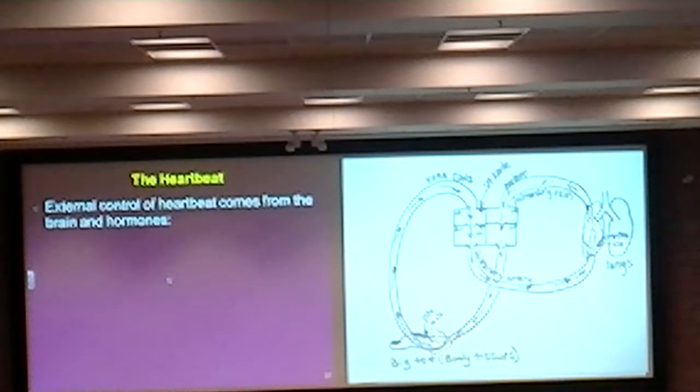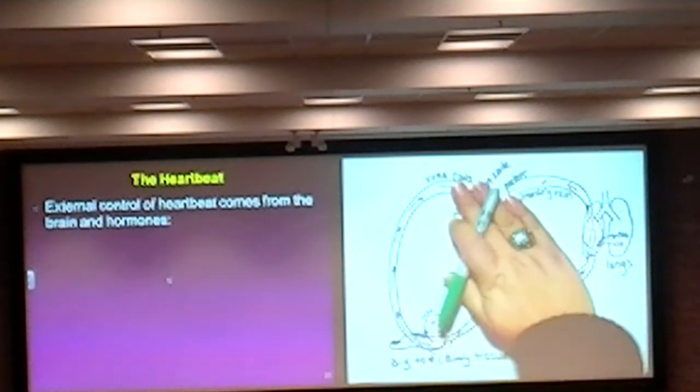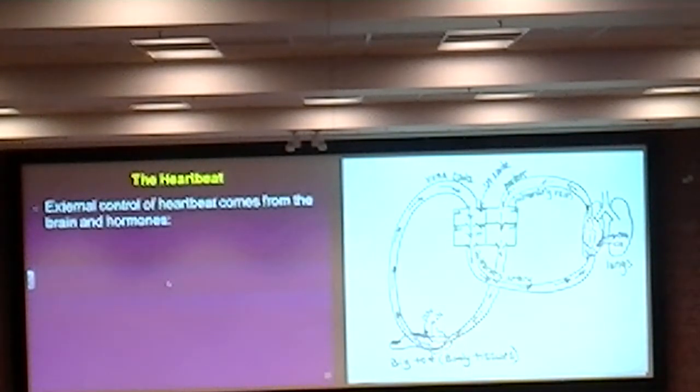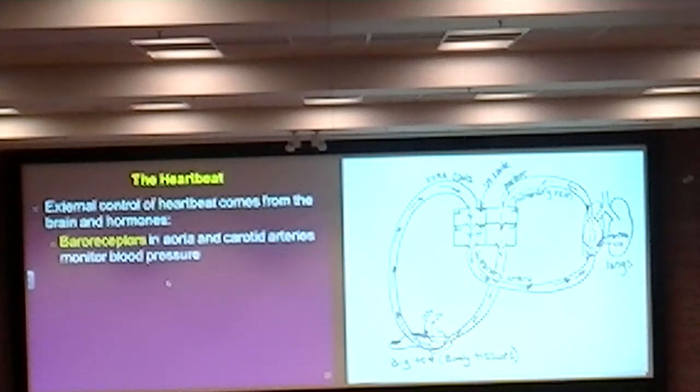Now, what controls the AV node, or the SA node? Sorry, not the AV node, the SA node. What controls the SA node? Well, there's actually some hormones that your body produces, and a part of your brain that's devoted to controlling your heartbeat.